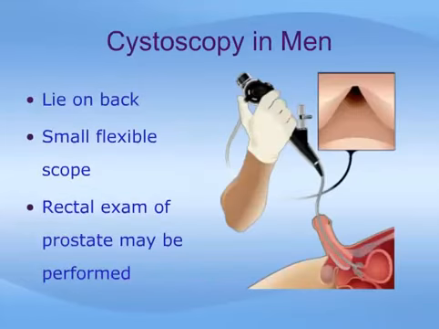The next few slides will explain how the cystoscopy procedure is performed. In men, cystoscopy involves the passage of a small flexible telescope into the bladder with the patient lying down. A rectal examination to feel the prostate may be performed afterwards as part of the assessment.